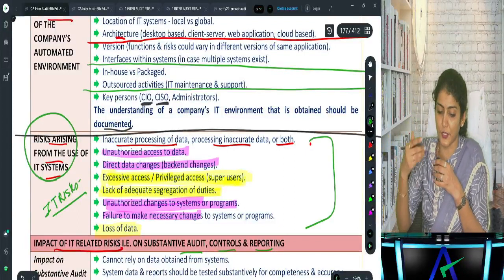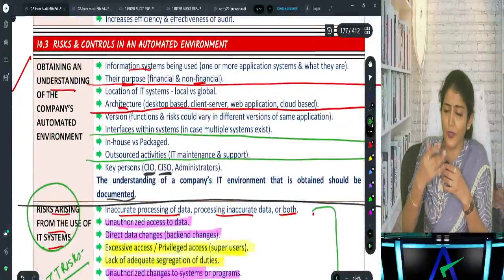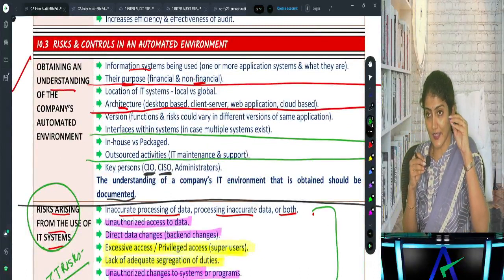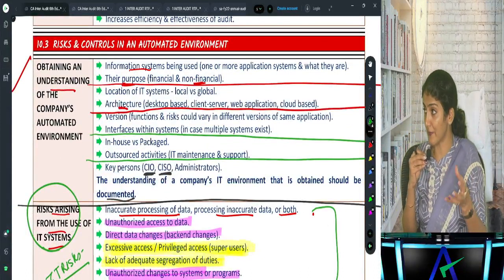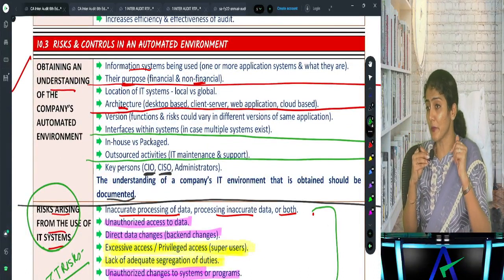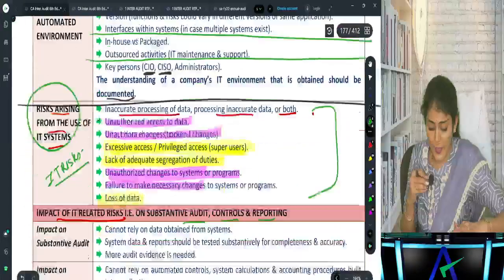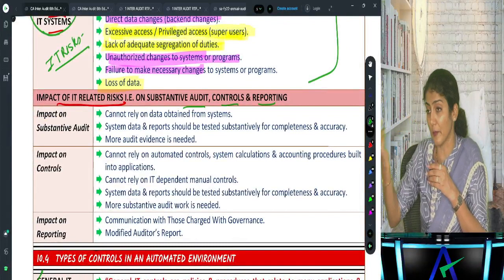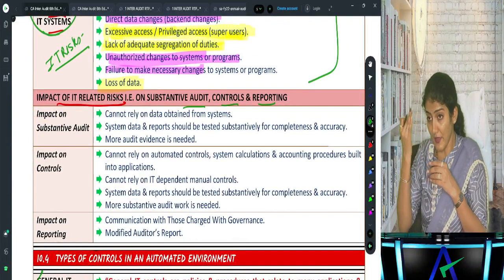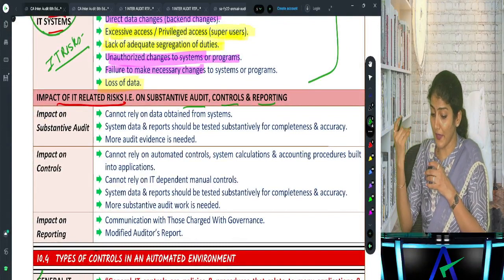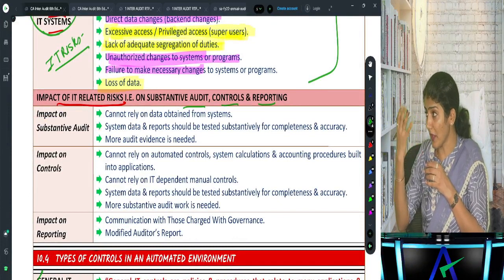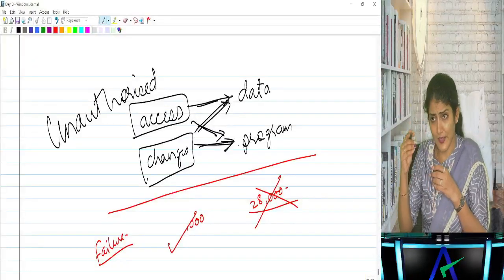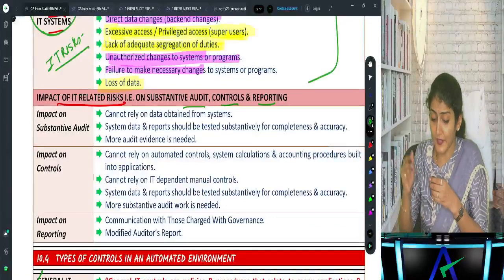Again, a question asked in your exam. This chapter is so beautiful. Entire chapter is almost sitting in the question bank, right? So one, understanding the company's automated environment, then what are the risks arising from the use of IT, then what is the impact of these risks on substantive audit, on controls and the reporting. Okay, now when I'm doing my substantive audit, now when I'm doing my TOC, and now when I need to do the reporting, what is the impact of all these risks? Are you understanding the question? Impact of the IT related risk.